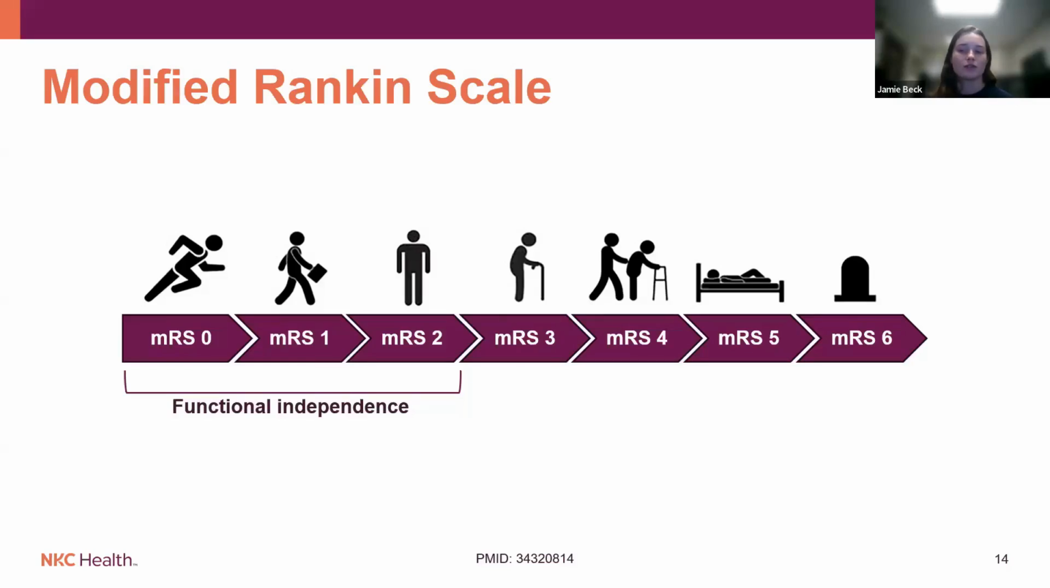A modified Rankin scale score of 3 means that the patient can perform most of their activities of daily living, but may need assistance with some of them. A score of 4 is severe disability, and the patient is restricted to either a bed or chair for a significant portion of the day. A score of 5 means that the patient is entirely dependent on a caregiver, and 6 is, again, death.